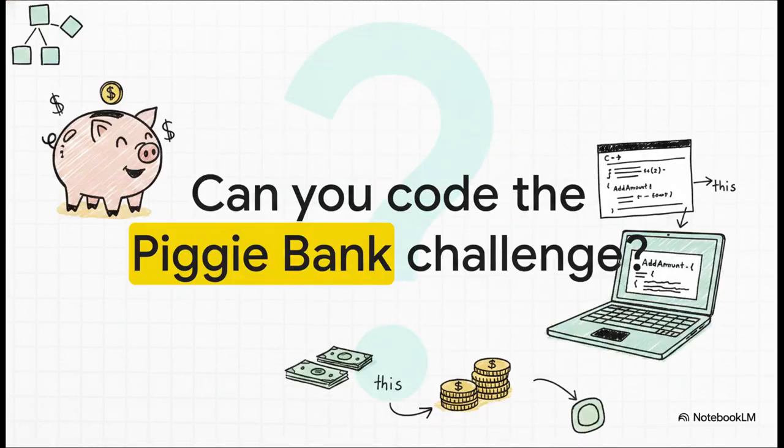Okay, now it's time to put all of this into practice with the Piggy Bank Challenge. Here is your assignment. I want you to create a class called addAmount with a data member initialized to $50. Then, write 2 constructors. The first takes no parameters and adds nothing to the bank. The second takes an amount as a parameter and adds it to the existing $50. Think about how you'll name your variables and whether you're going to need that this pointer.